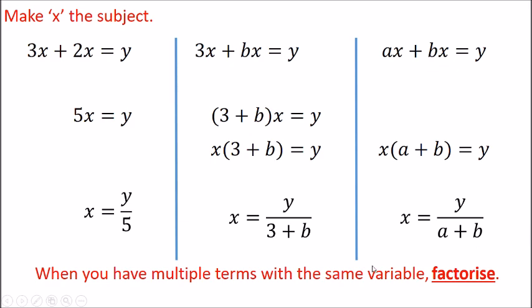Okay, so really, when you have multiple terms with the same variable, we need to factorise. That's a fancy way of saying, if I have x here and an x here, if you factorise it, that just turns it into 1x. Yeah, and that makes it a lot easier to just get x on its own. So when x appears multiple times, factorise.